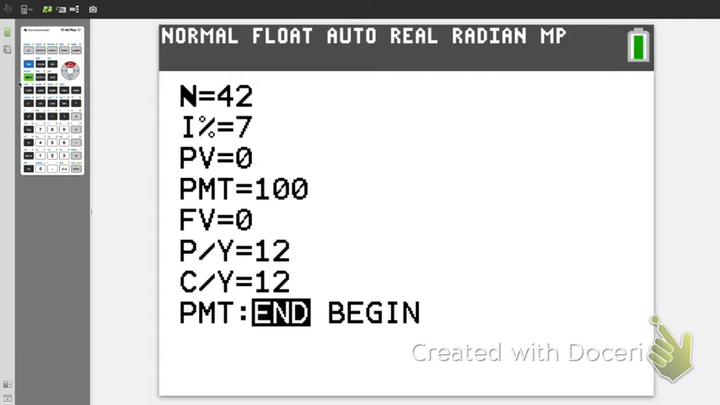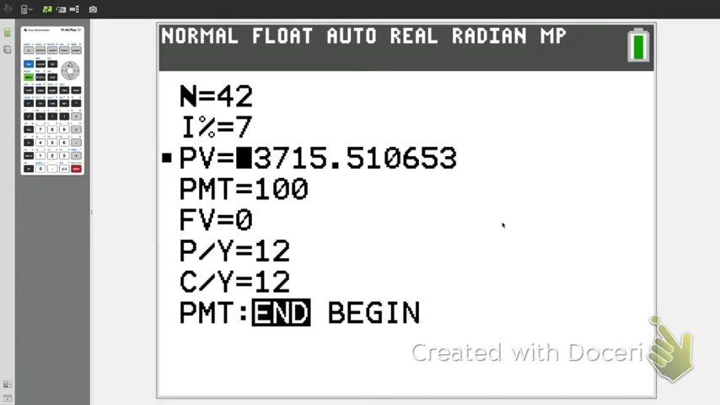Now we're getting used to the point that the PV is a negative number because this is what you're paying in at the beginning. So what this is telling us is if we pay in $3,715.51 at the beginning of this, you would then be able to take out $100 once a month for 3.5 years.